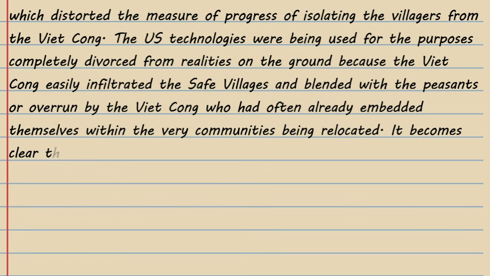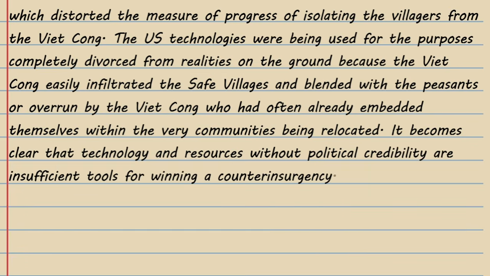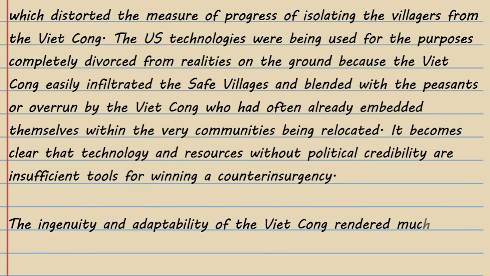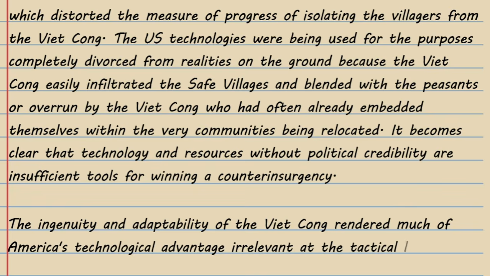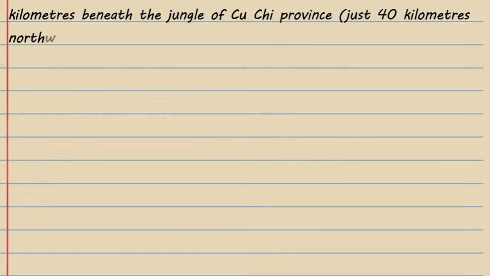It becomes clear that technology and resources without political credibility are insufficient tools for winning a counterinsurgency. The ingenuity and adaptability of the Viet Cong rendered much of America's technological advantage irrelevant at the tactical level. This was seen in the use of the Cu Chi tunnel network, spanning over 250 kilometers beneath the jungle of Cu Chi Province, just 40 kilometers northwest of Saigon.